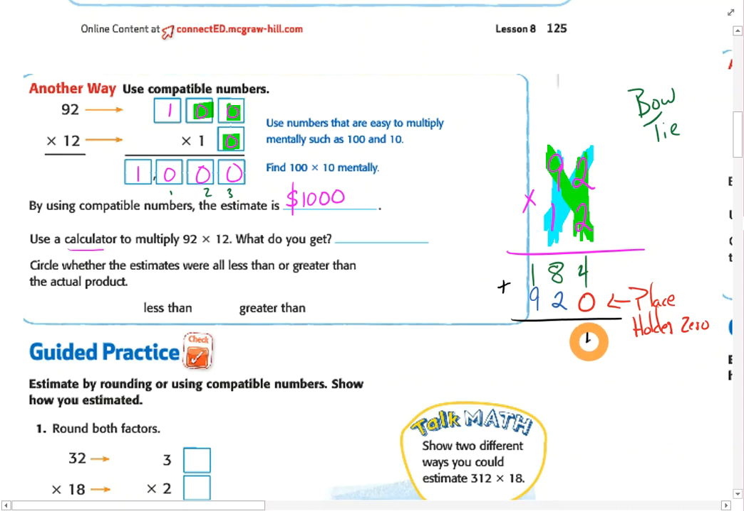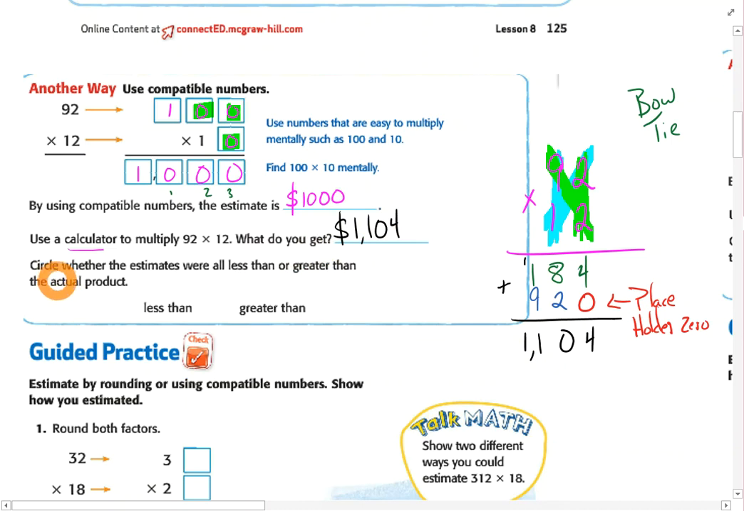So 4 and 0 is 4. 8 and 2 is 10, 0 down, carry the 1. 1 and 1 and 9 is 11, because 1 and 9 is 10, plus that other 1 is 11. So 1,104 is the actual answer.